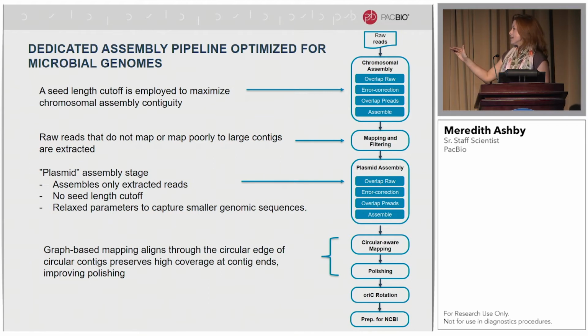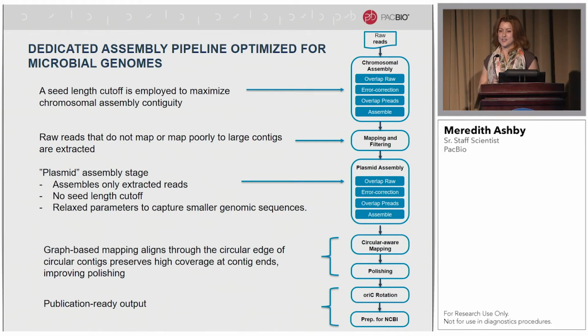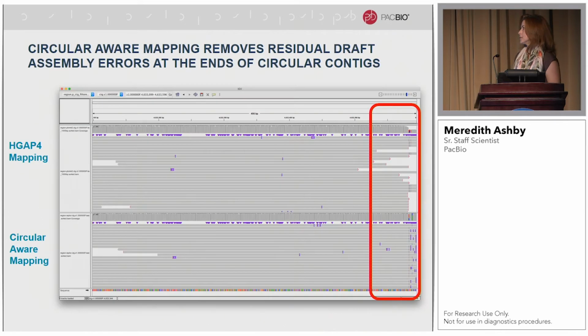The next step is circular aware mapping. This is part of the new polishing pipeline specifically for microbes. The great thing about using circular aware mapping software is that it preserves high coverage even at the ends of contigs that have not yet been formally circularized in the pipeline. That really helps with having consistent quality across the entire genome. And then finally, we add some nice features that help you get your data into the state it needs to be in order to publish.